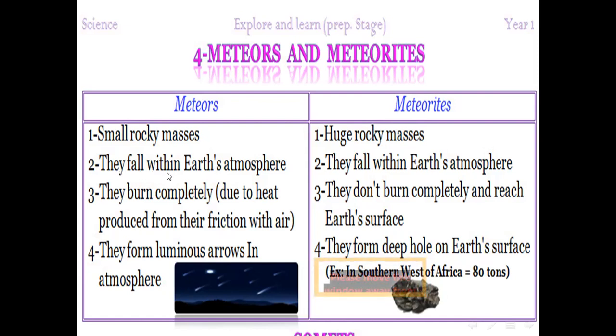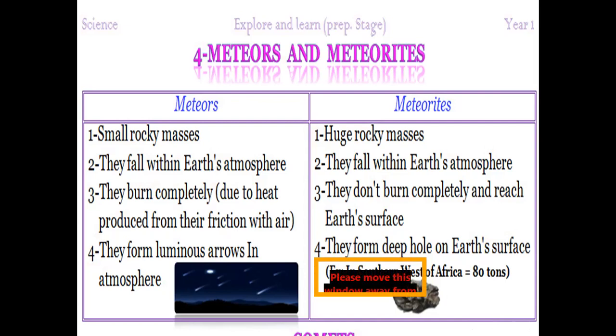Meteors fall within the Earth's atmosphere. Also, the meteorites fall within the Earth's atmosphere. But the most important point of comparison between them is that the meteors burn completely before reaching the Earth. They burn completely due to the heat produced from their friction with the air. When they are moving in the air, a friction force takes place between the particles of the air and the meteors, producing this flash of light.